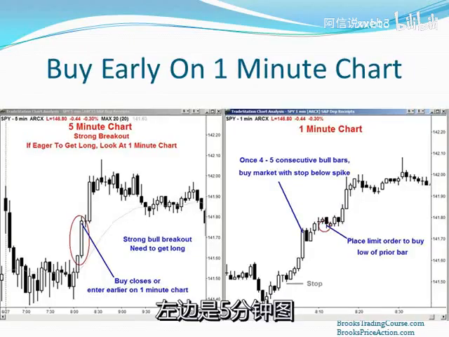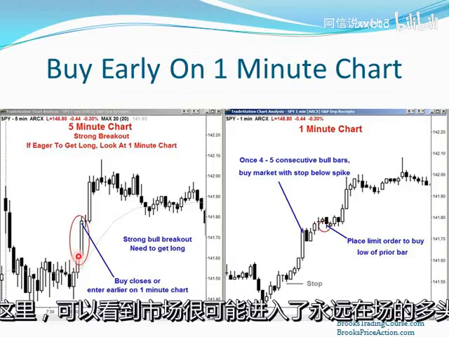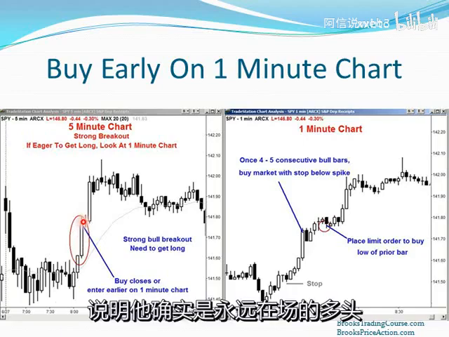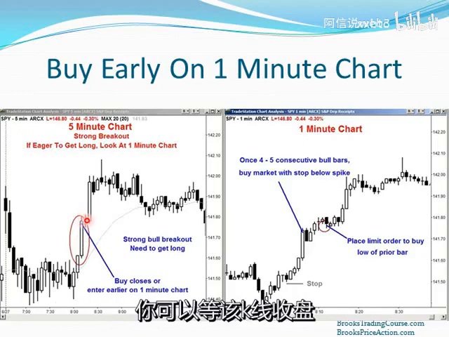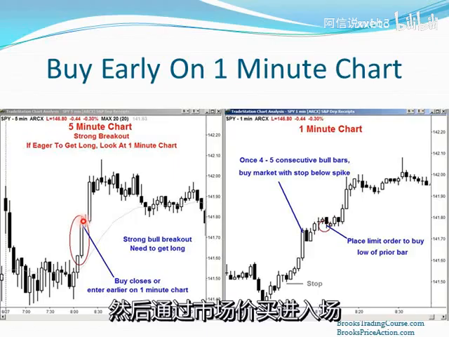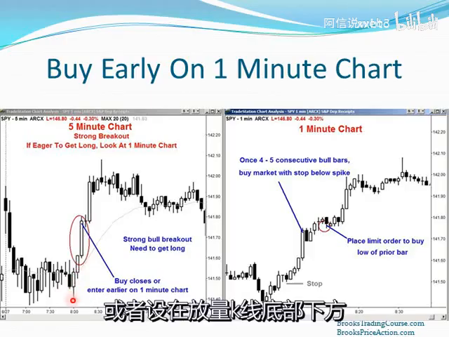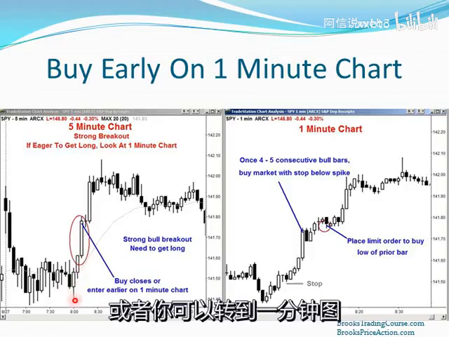So here's an example. 5-minute chart on the left, 1-minute chart on the right. Over here, you see the market is probably becoming always in long. By the close of this bar, it is always in long. You could wait for the bar to close and buy at the market, maybe put a stop below the low of the bar, or a stop below the bottom of the spike.